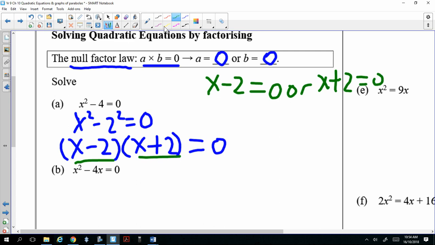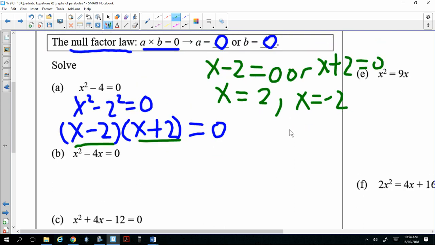It's like this null factor law. And therefore, we can find x. Now, Dominic, what's x equal to? Negative 2 or positive 2. Okay, very good. All right, let's move on. Hopefully you all got this down. Okay, try the next one. Factorize, then null factor law.